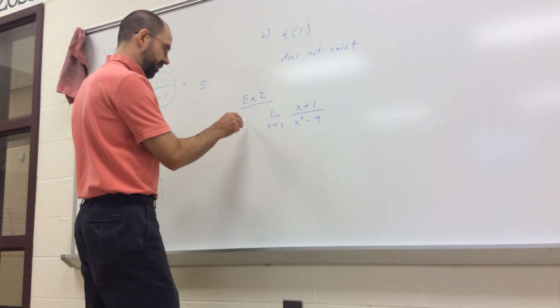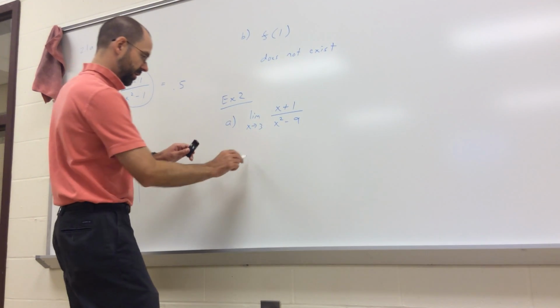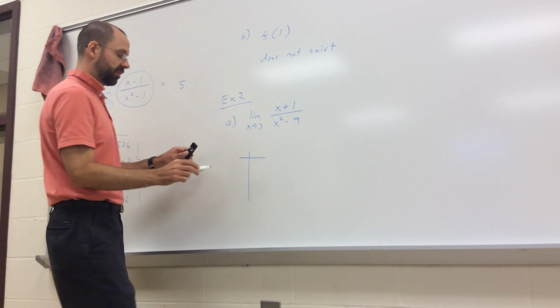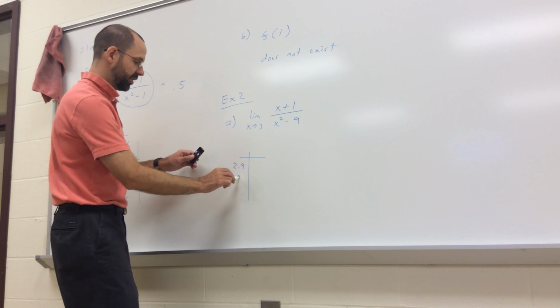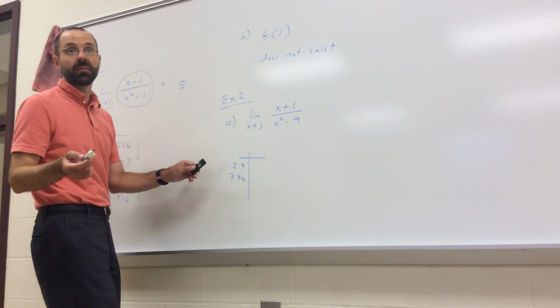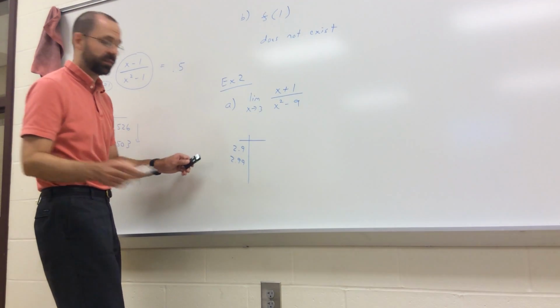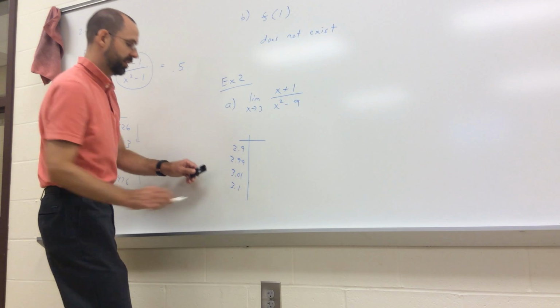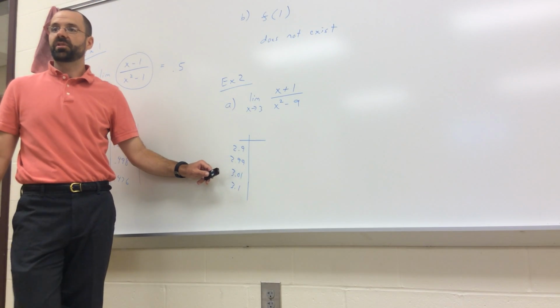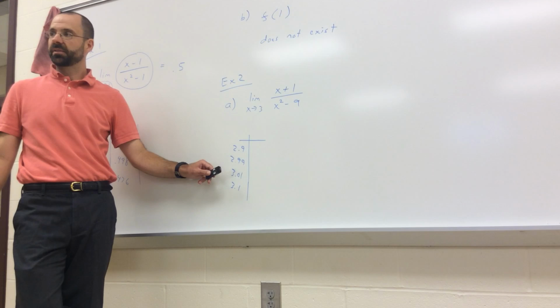Okay, so I'm going to make a table. Sorry, this is part A again. So I'm going to make a table, pick numbers close to 3. And I've been doing this for too long, and so I get into a rut, and I always pick the same ones, 2.9, 2.99. There's no reason it has to be those, but, you know, after 7 years of calculus, you get into a rut sometimes.